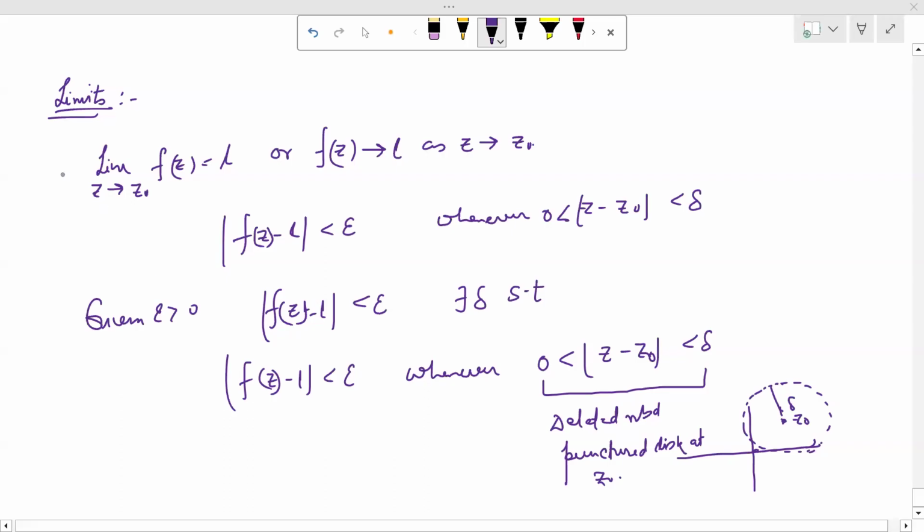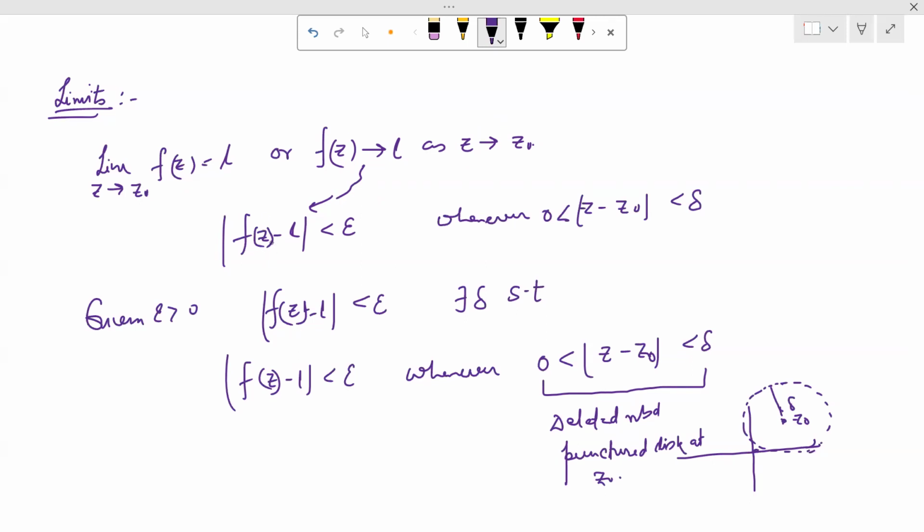So again, what does limit mean? If I'm saying the limit as z tends to z0 of f(z) is equal to L, it implies that f(z) will tend to L as z tends to z0. Now these "tends to" and all those things, what do they mean? The distance between the function and L can be made as small as possible if the distance between z and z0 can be made small. But "small" doesn't work in mathematics.